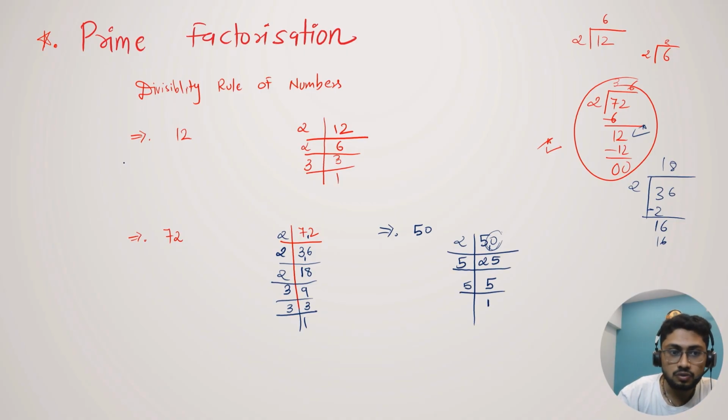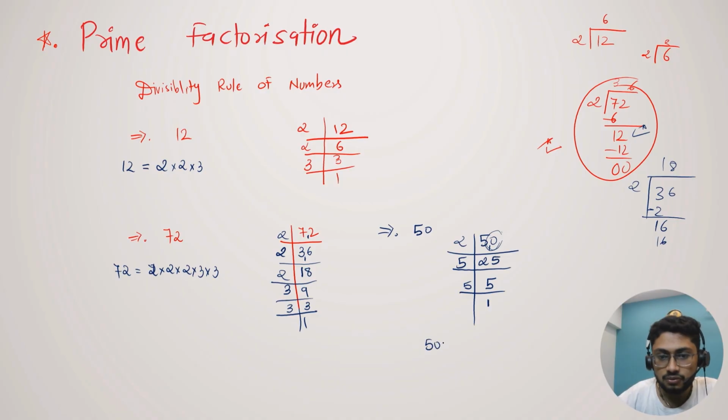Now how we are going to write it is remaining. It is the prime factorization, not only the factors. Prime factorization of 12: 2 multiply by 2 multiply by 3. What is the prime factorization of 72? 2 multiply by 2 multiply by 2 multiply by 3 multiply by 3. What is the prime factorization of 50? 2 multiply by 5 multiply by 5. All those things. Am I clear?